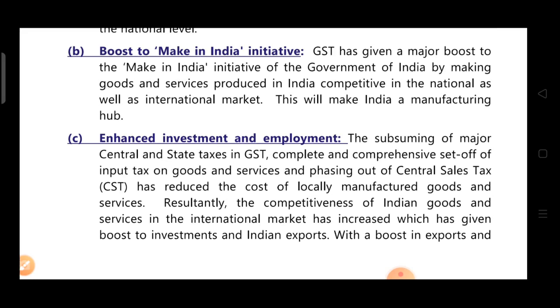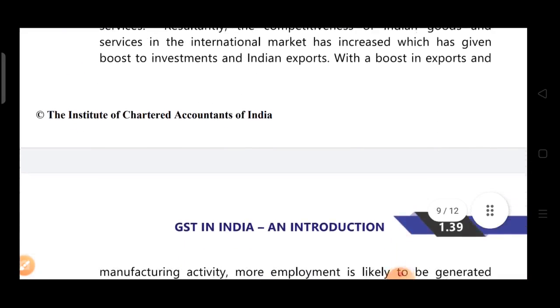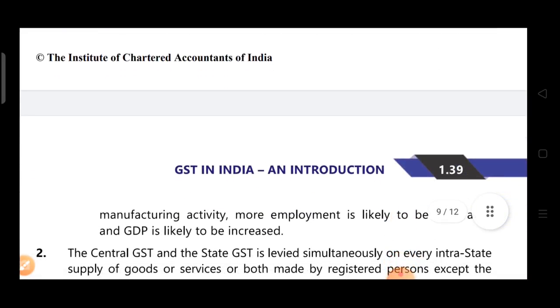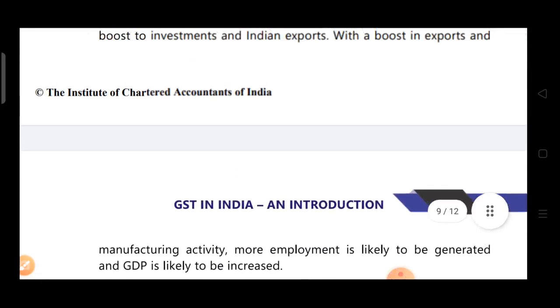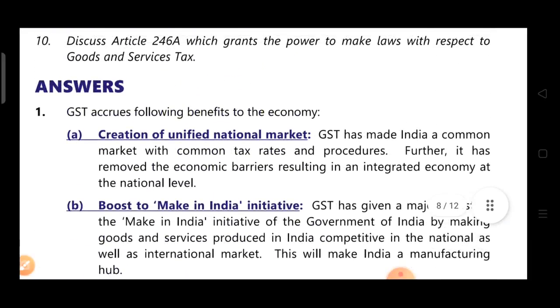Because of this, it has given a boost to the Make in India initiative, as well as led to enhanced investment and employment opportunities. Okay, because with the boost in exports and manufacturing activity, obviously more employment will be generated, GDP will be increased. So this is the benefit that GST accrues to the economy.